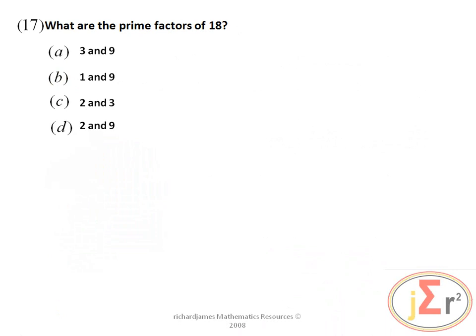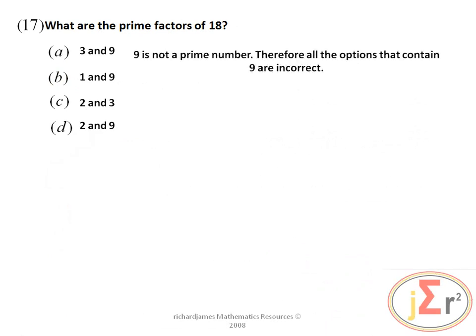What are the prime factors of 18? Nine is not a prime number. Therefore, all the options that contain 9 are incorrect. How do we know that 9 is not a prime number? Well, of course, if we eliminate the 9s, only option C will be left. So, the correct answer is therefore option C.